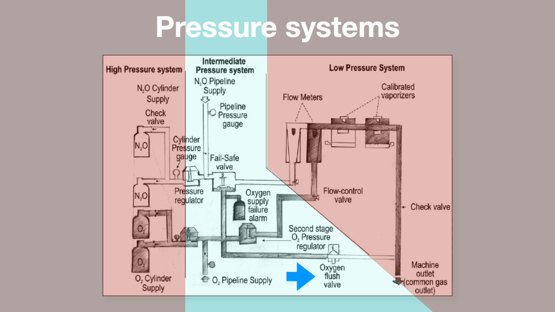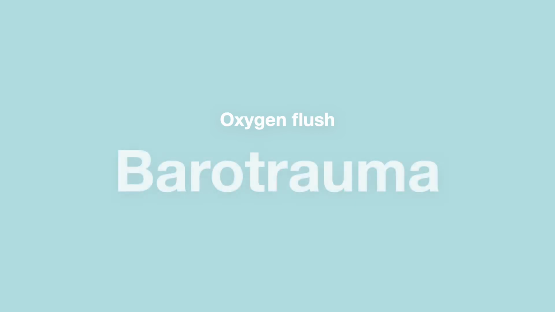In the bottom, you can see one thing. This is the oxygen flush valve. So what it does is, during emergencies, if we want to give the oxygen immediately, we turn on the oxygen flush valve. So that directly goes to the common gas outlet. But there is a disadvantage to this. We are not able to control its flow and pressure. So if we are not able to control its flow and pressure, this can cause barotrauma.